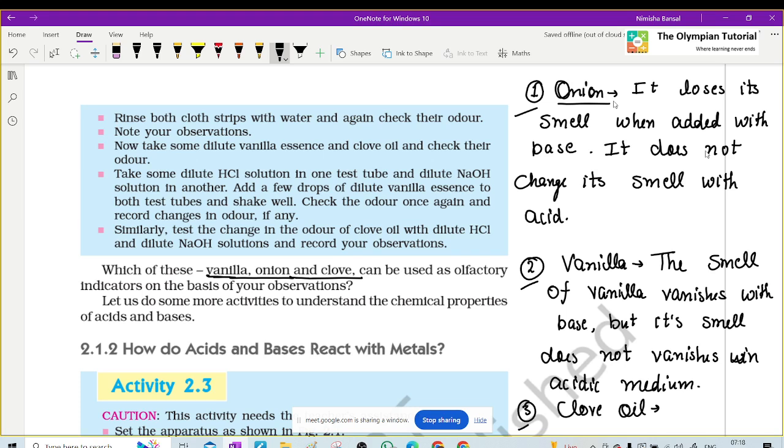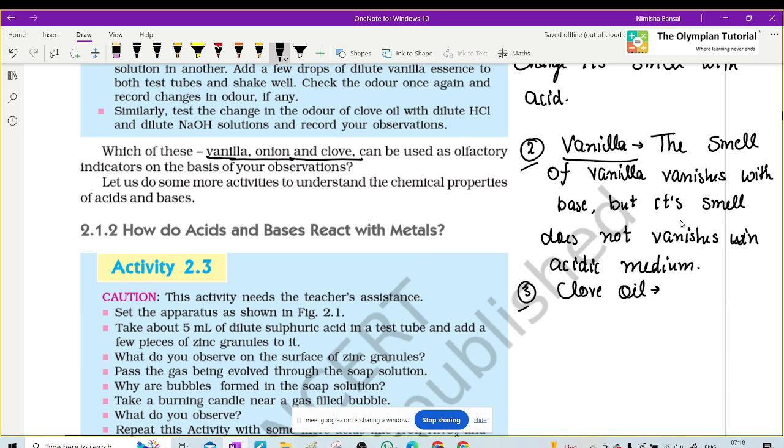Same thing for vanilla. In ice creams we add vanilla essence. If it will vanish its smell in acidic medium, milk having lactic acid, are you getting the point? So ice cream will not be tasty. Same for clove oil. All are food items and they will remain their smell in acidic medium. In basic medium, smell will be vanished.